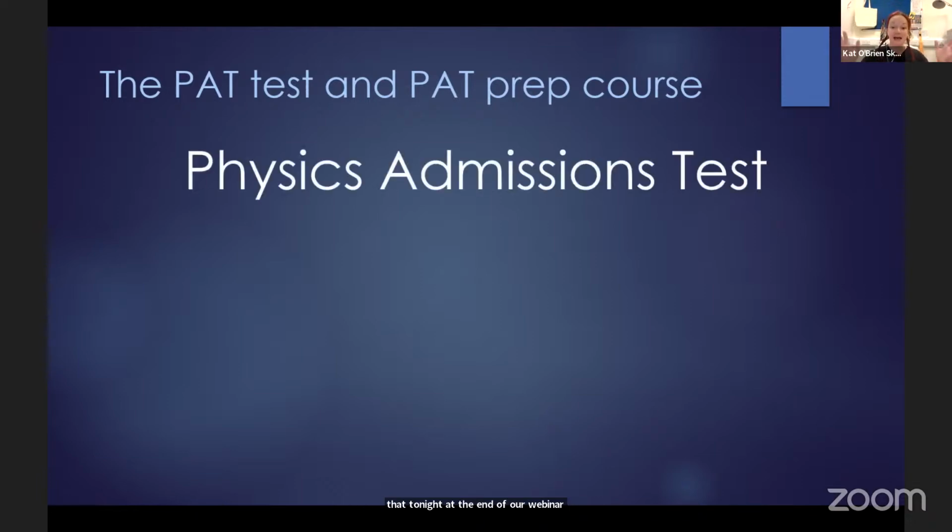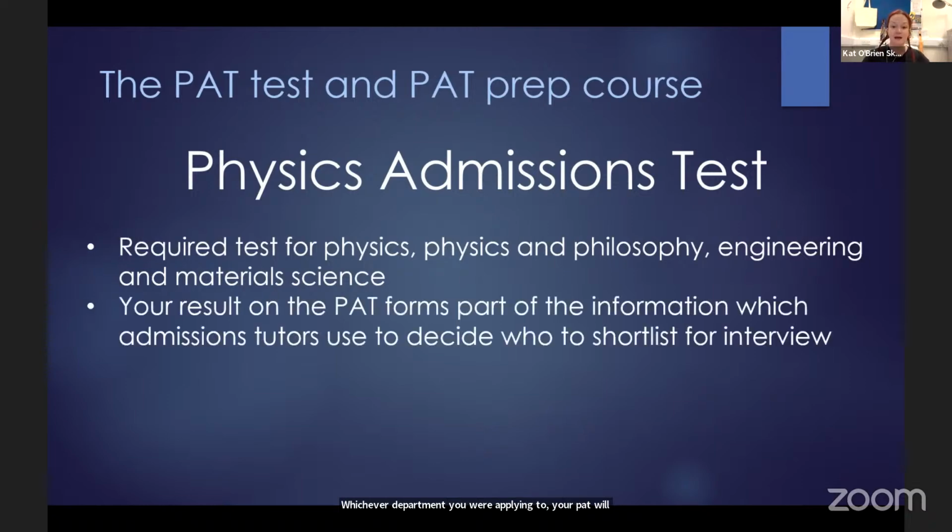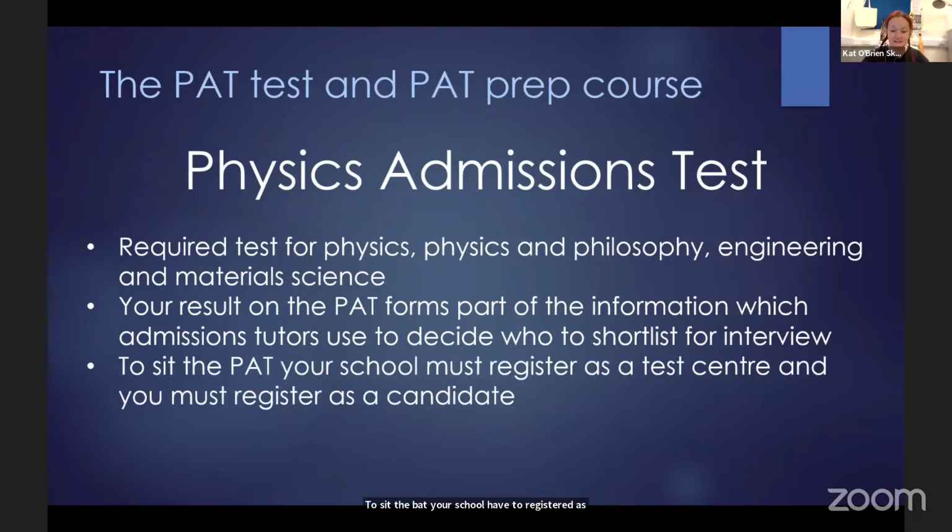First things first, the PAT is the physics admissions test at Oxford University, and it must be sat by all candidates for not just physics, but physics and philosophy, engineering and materials science as well. Whichever department you are applying to, your PAT will be marked by academics from that department. Your results on the PAT form part of the information which admissions tutors use to decide who is shortlisted for interview. To sit the PAT, your school has to be registered as a test centre and you must be registered as a candidate. That process has now closed.